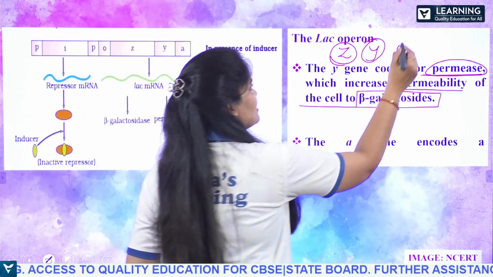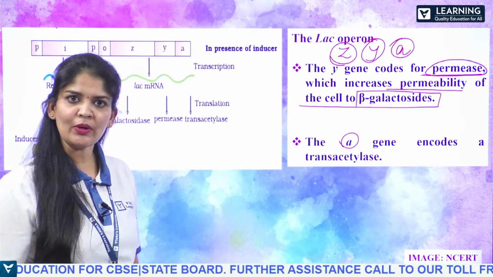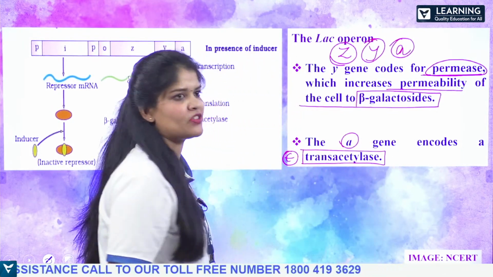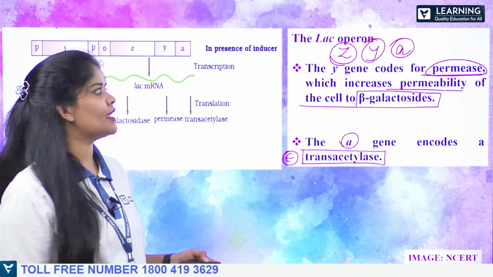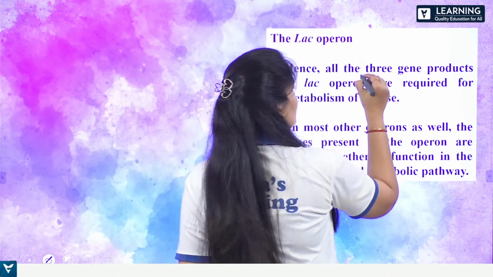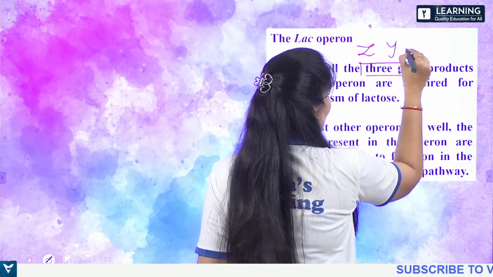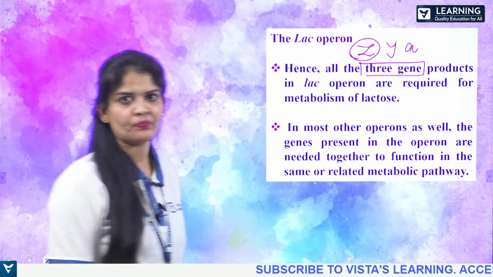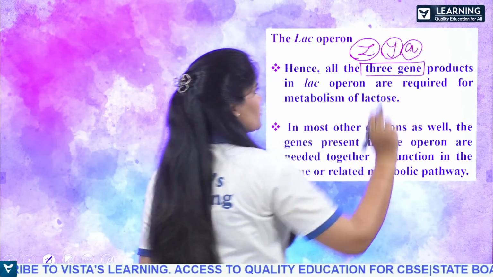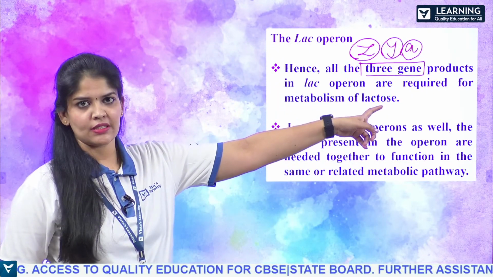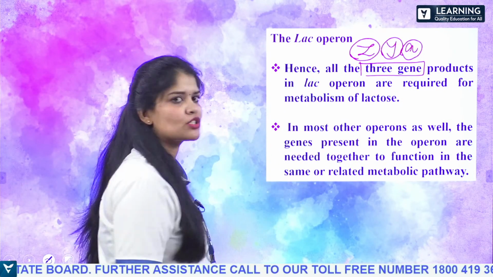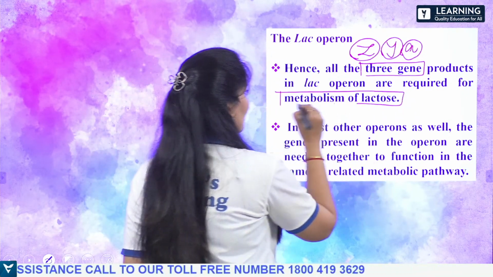Now, the final structural gene, that is A gene, it will code for another enzyme, and that enzyme is trans-acetylase, which is useful for the transfer of the acetyl group. Hence all the three genes Z, Y, A: beta galactosidase and permease, finally trans-acetylase. These gene products are nothing but enzymes. In the lac operon, all the three gene products are required for the metabolism of lactose.